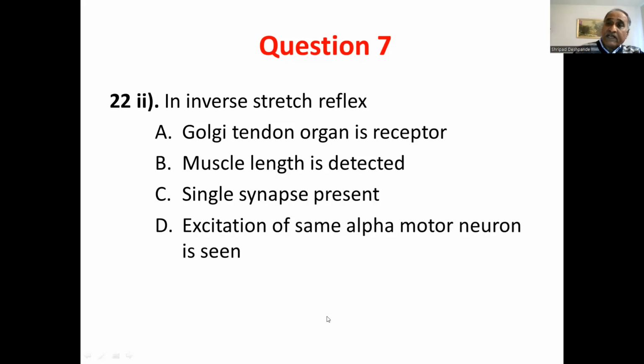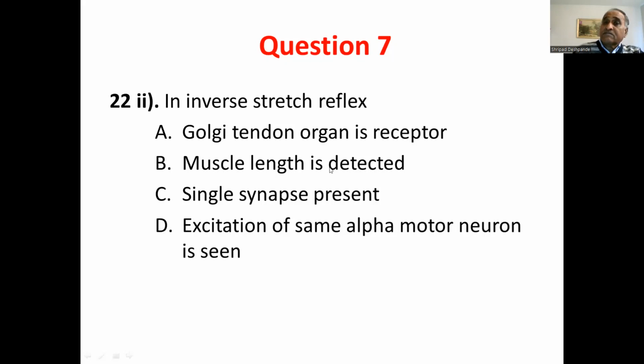They go to the spinal cord through an interneuron. They inhibit the alpha motor neuron; they do not excite the alpha motor neuron. Here it is mentioned excitation of the same. No, they inhibit the alpha motor neuron via an interneuron. That is one part. So that means D is not correct. It's not a single synapse because an interneuron is already there. It's more than one synapse.